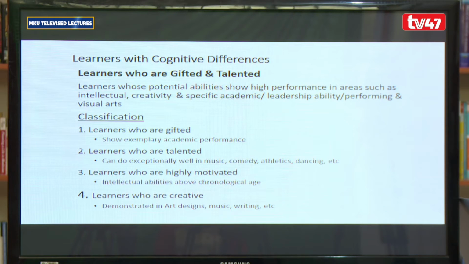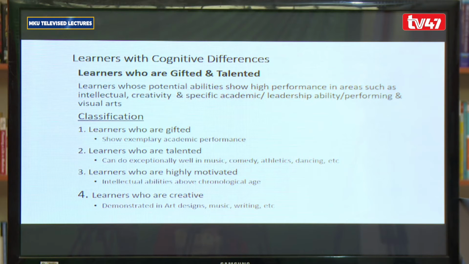Now, how do we classify them? First, we'll talk about those who are gifted. When we talk of gifted, we are not saying that everyone who is gifted is talented. You can be gifted and not talented. You can be talented and not gifted. So those who are gifted, they show exemplary academic performance. And then we have those who are talented, who can do exceptionally well in music, in comedy, in athletics, in dancing, in sports, all that. Then learners who are highly motivated.